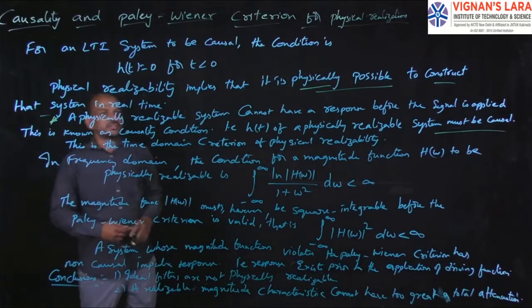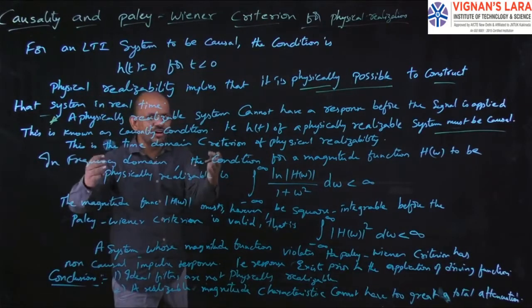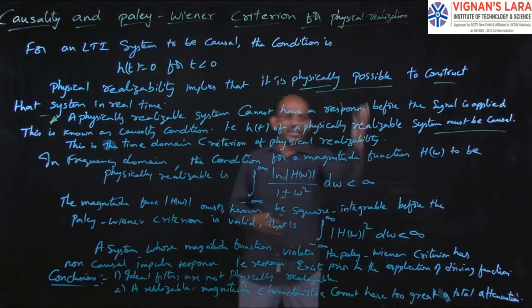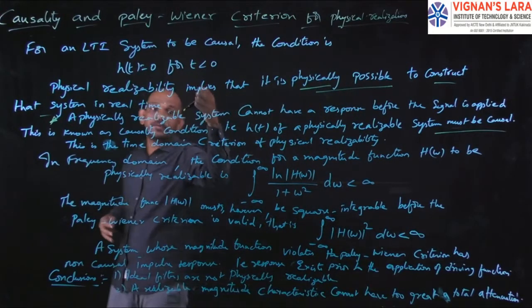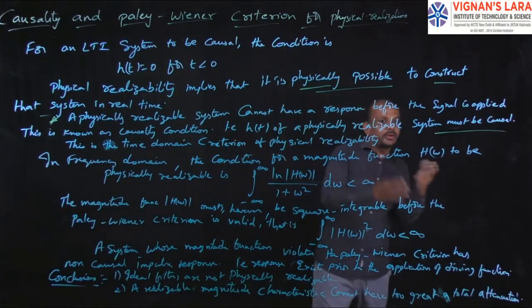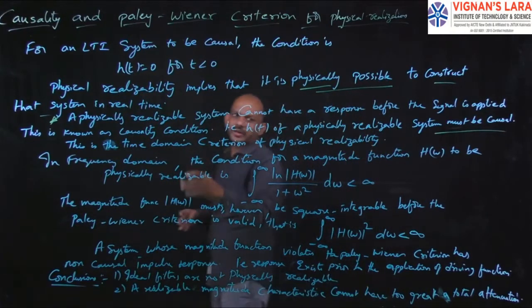So all this is the time domain criterion of physical realizability. I explained everything in terms of the time domain. Now we will go for the frequency domain and see how the changes will occur.